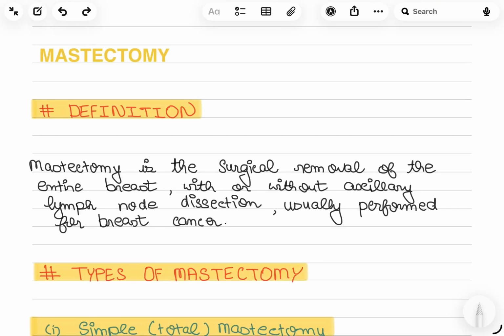So, good evening, guys. Today we are going to talk about the most important topic from the surgery, that is mastectomy. First, we'll start with a definition.